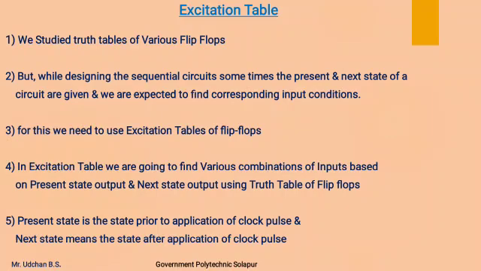The present state is nothing but the state prior to the application of the clock pulse, and the next state means the state after the application of the clock pulse. The present state is indicated by Qn, we already know this, and the next state is represented by Qn plus 1.